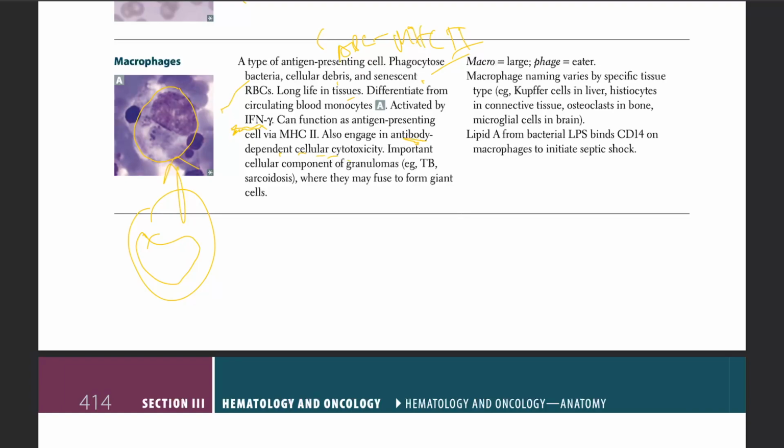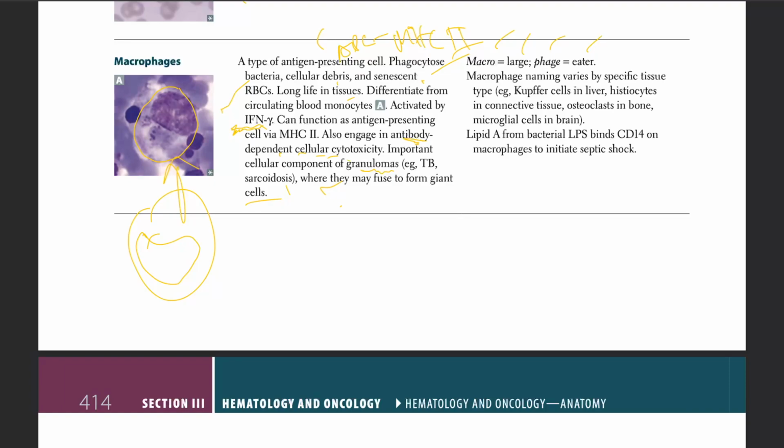Important cellular component of formation of granuloma, which is formed in tuberculosis, sarcoidosis, and fungal infections, and cat scratch disease, Bartonella henselae, where they may fuse to form giant cells. So these macrophages fuse together, and now they're called giant cells. Macro means large, phage means eater.